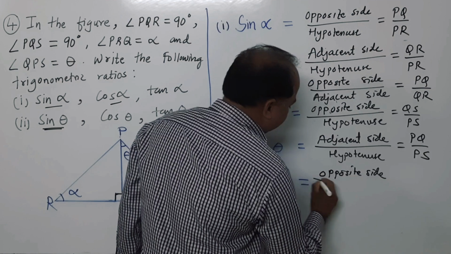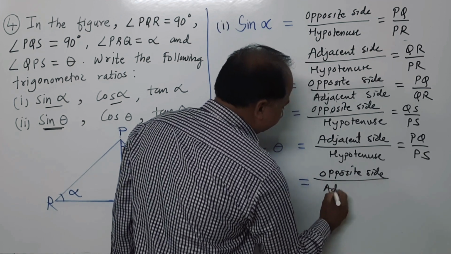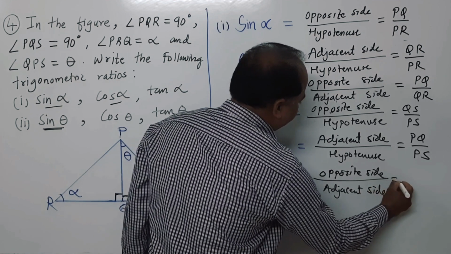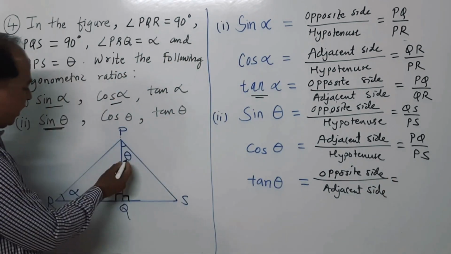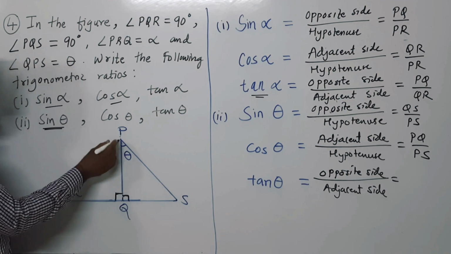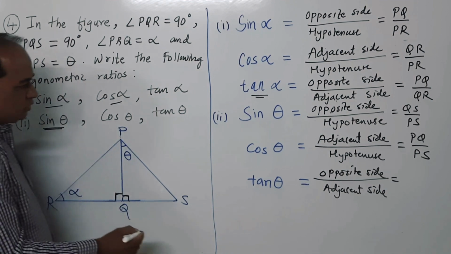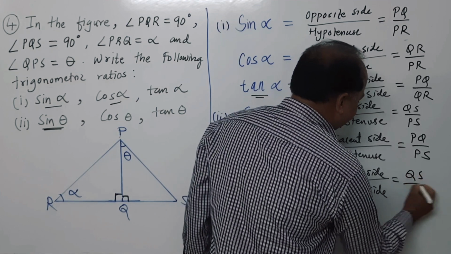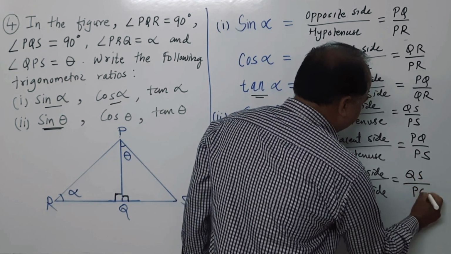Tan theta is given by the formula opposite side upon adjacent side. The opposite side to angle theta is QS, and the adjacent side is PQ. So tan theta is QS upon PQ.